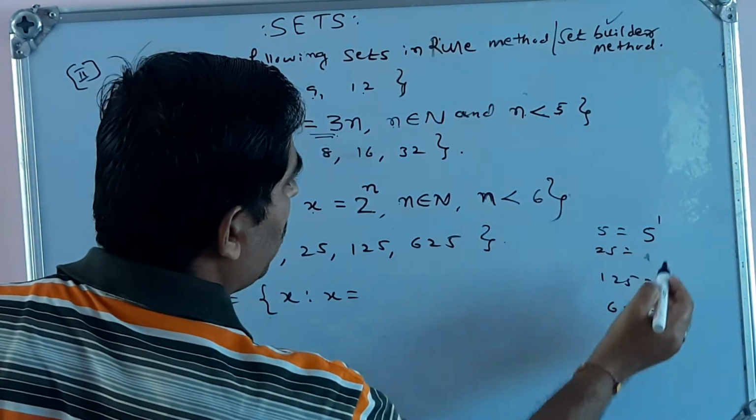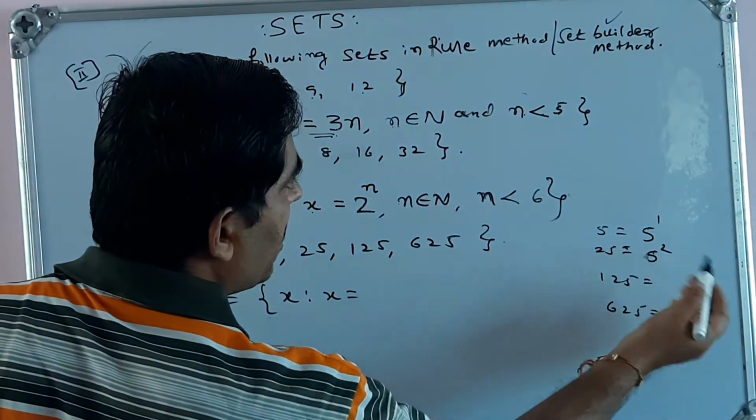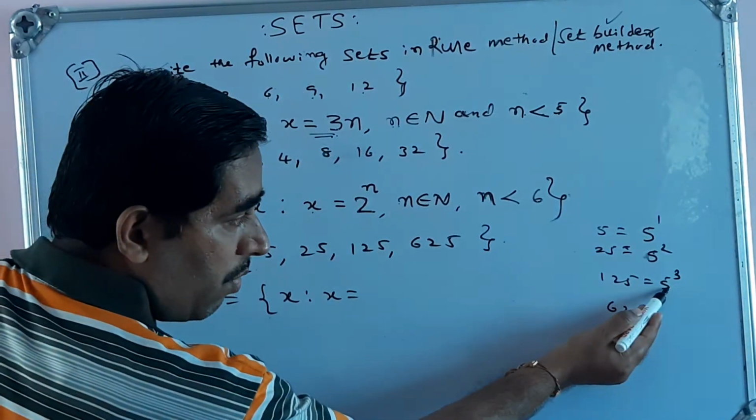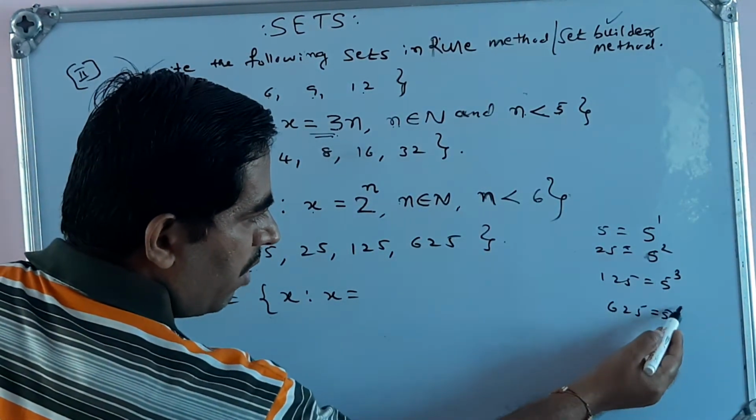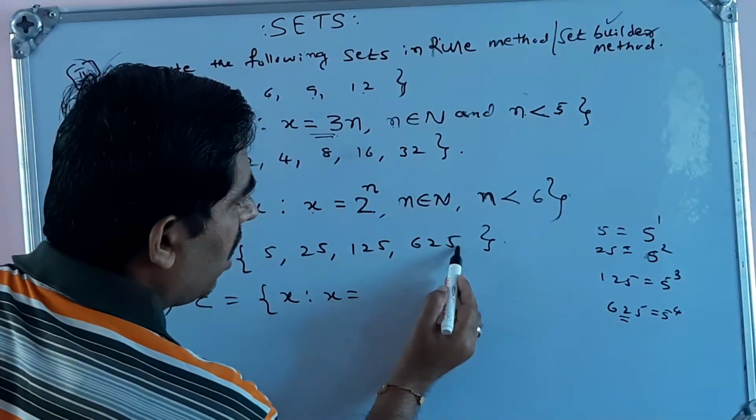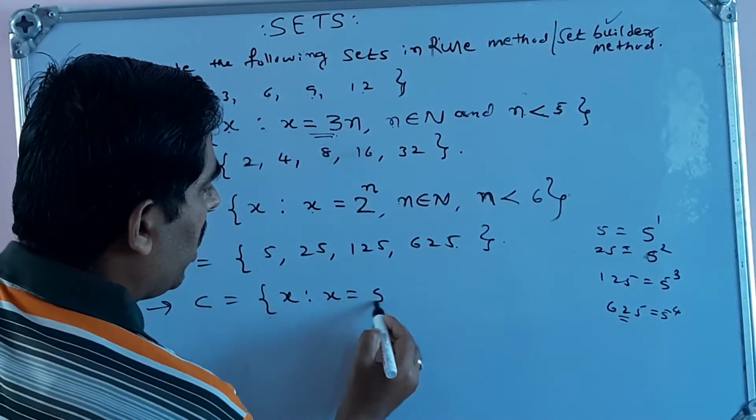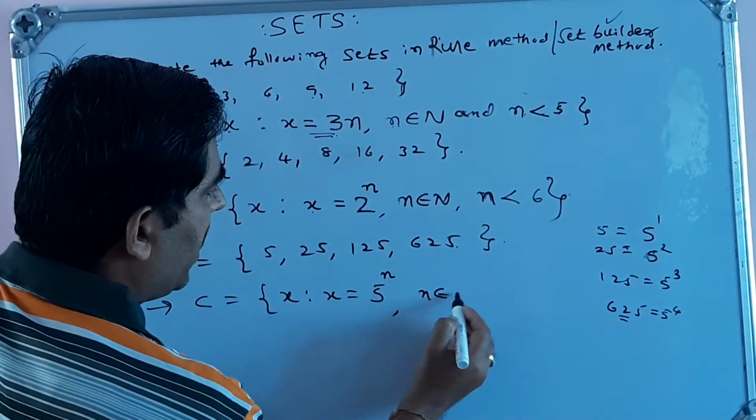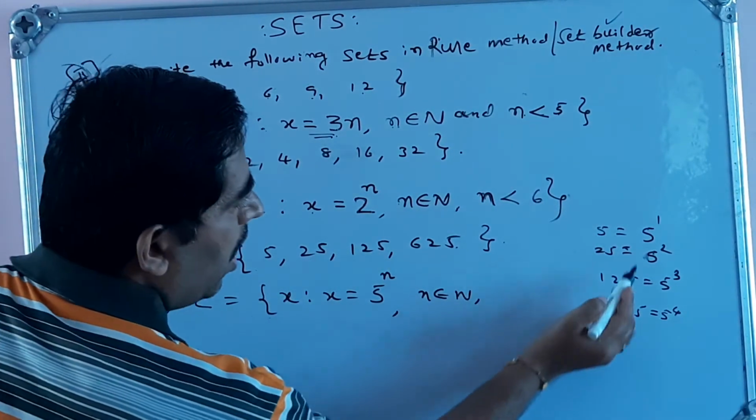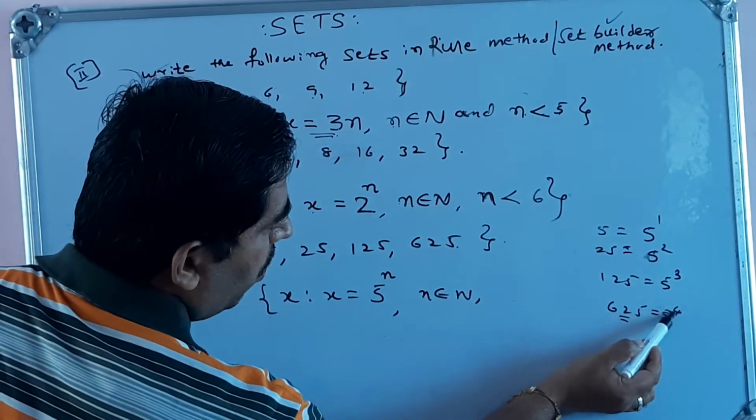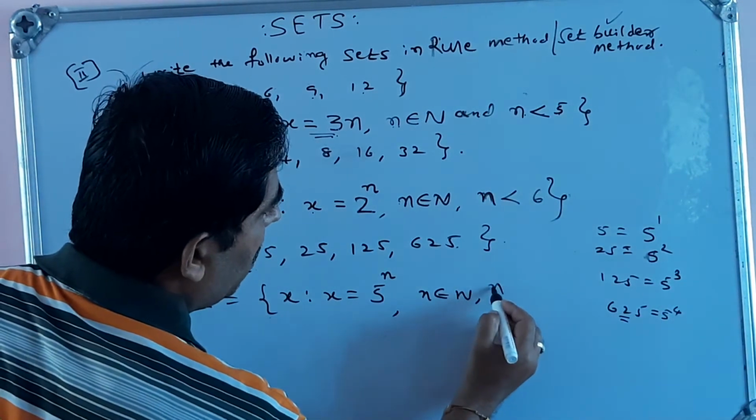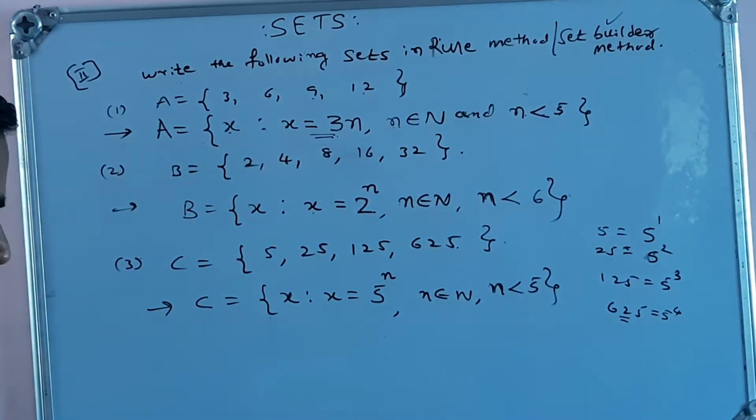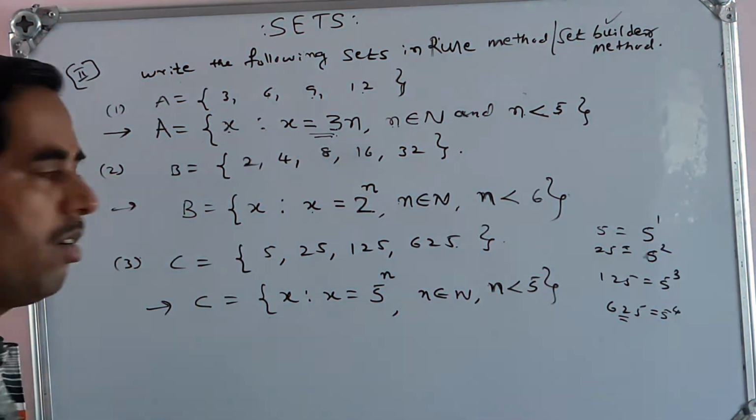See, 5 means 5 to the power of 1. 5 5s are 25, 5 square. Then 5 cube, 5 into 5 into 5, I get 125. Then 5 to the power of 4, 625. That is the last element. So all the elements can be written as 5 to the power of n. And of course, this n is once again a natural number, and 1, 2, 3, 4 is the last here. That means n is less than 5.